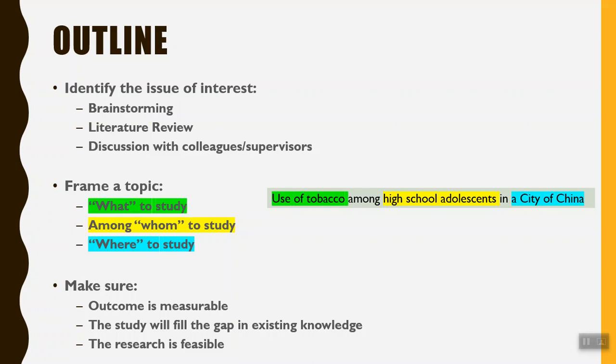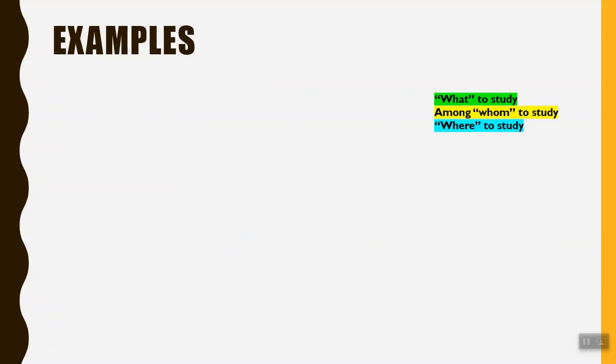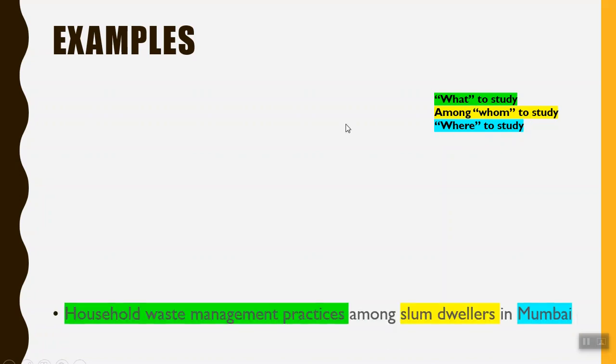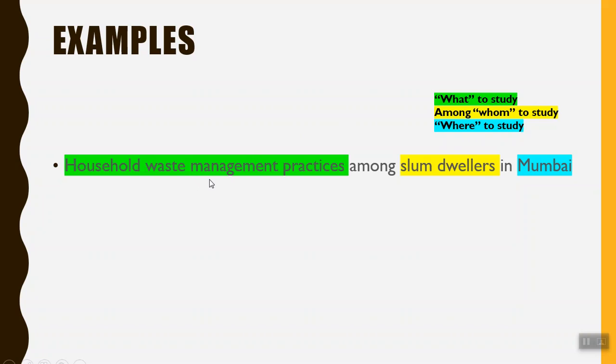Okay, so let me show you some examples of topics, so that it will be easy for you to frame your own research topic in your area. So using these three different components of the topic, what, whom, and where. The first topic is household solid waste management practices among slum dwellers in Mumbai. So here you measure the household waste management practices, the population is slum dwellers, and the place is Mumbai.